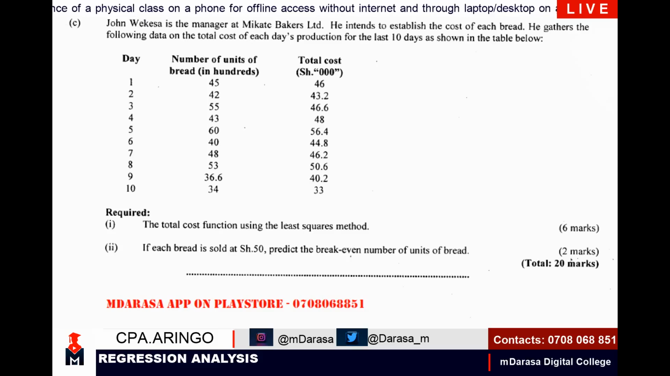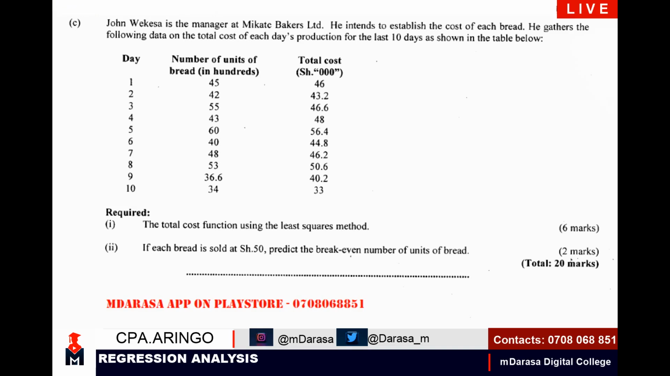We are told that John Wekesa is a manager at Mikate Bakers Limited. He intends to establish the cost of each bread. He gathers the following data on the total cost of each day's production for the last 10 days as shown in the table below. I'm having the number of units of bread and we do have our total cost. So we are required to find the total cost function using the least squares method, that is of course simple regression. Then you're told if each bread is sold at 50 shillings, predict the break-even number of units of bread.